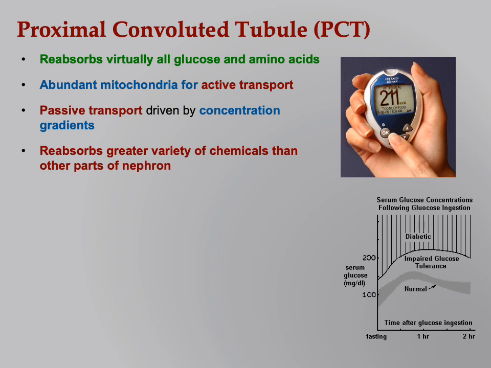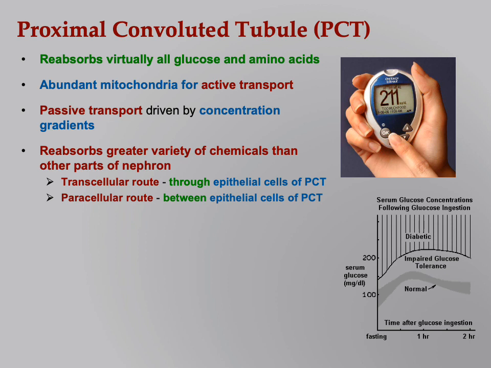Reabsorbs a greater variety of chemicals than any other part of the nephron. 65%, roughly 2/3 of all the stuff that got filtered out gets pulled back in here, okay? Some of it comes in between cells, some of it goes actually through the cells, not a big deal. Just there are lots of pumps and transporters.